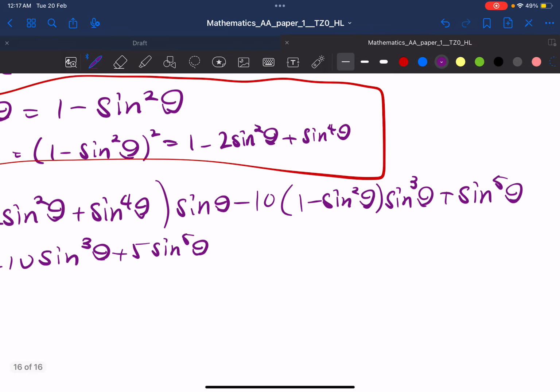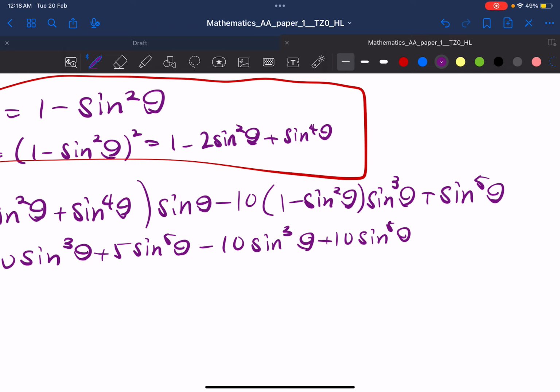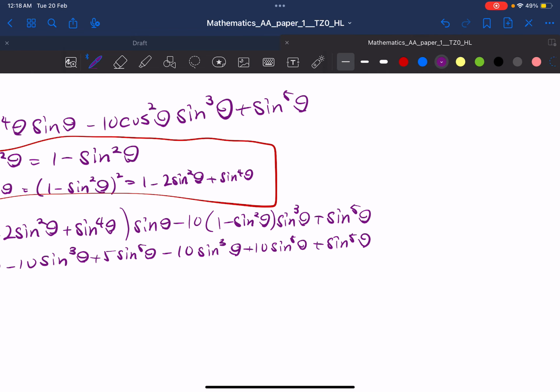Okay, next one, again, be careful with the sign. The sign is in here and this. So we combine them and multiply in: minus 10 sine cubed theta. Here will be plus, because minus 10 sine power 5, plus sine power 5.